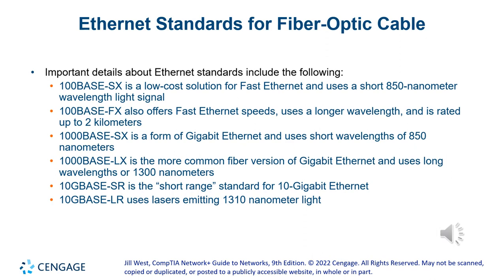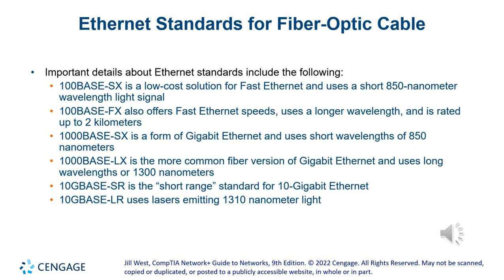So here it is. The 100 base SX is for fast Ethernet and uses the 850 nanometers. That's usually the wavelength for multi-mode fiber. And then you can have 100 base FX. That's also for fast Ethernet, with a longer wavelength, and is rated at 2 kilometers. Then you have the 1000 base SX, which is 1 gig, right? That uses the 850 nanometers.